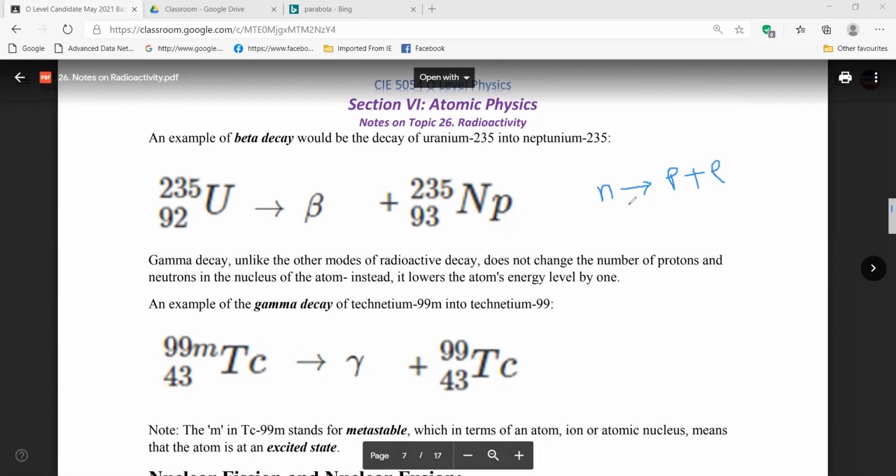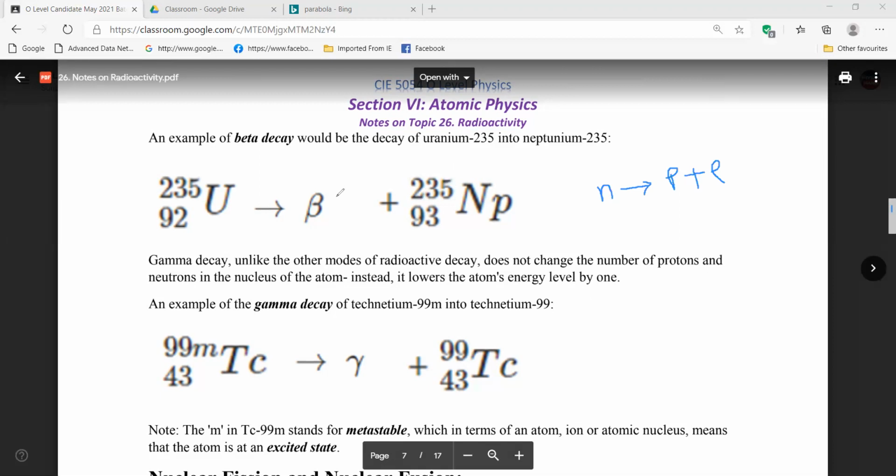So if one proton increases, that means the atomic number changes, right? It's becoming 93, and when it is 93, it's no more uranium, it's becoming neptunium. But the mass number is the same: you are losing one neutron, but you are also gaining one proton. So the mass number remains the same.